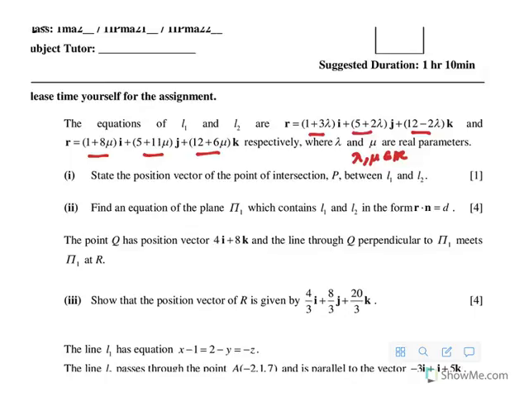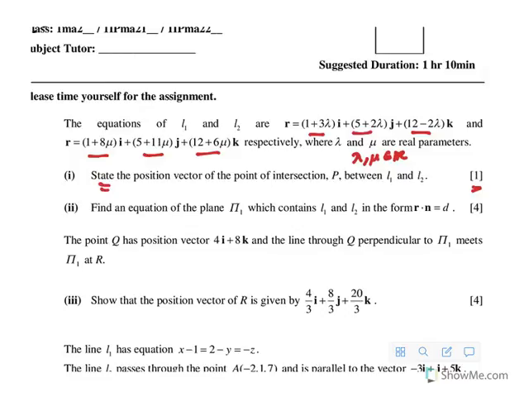Take note, here there's the word state. If you look at the mark allocation, it's only 1 mark. It means that most likely you're able to see the solution right away without having to do much working. What some students do is they blindly go and equate the three equations and then start equating, and they realize that the point of intersection is actually already there.